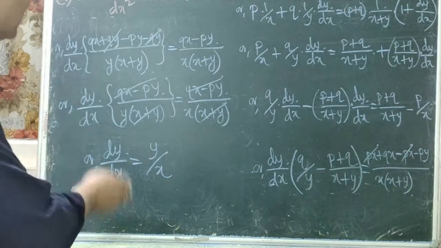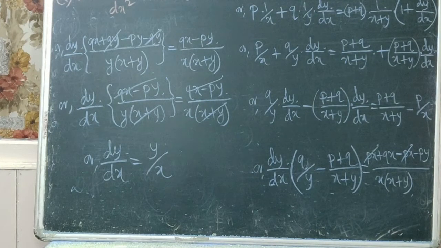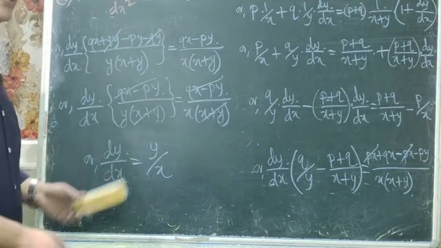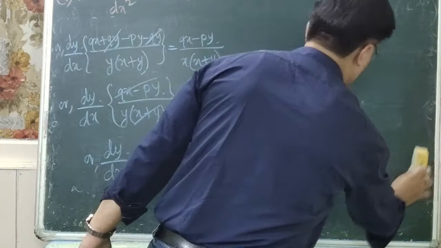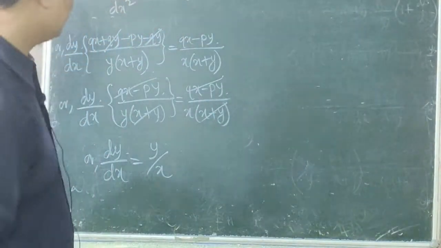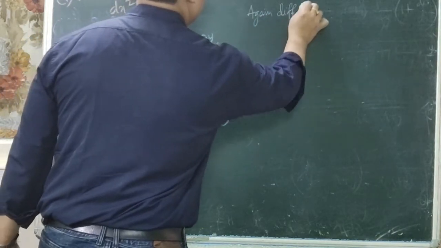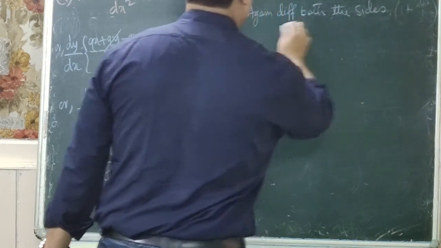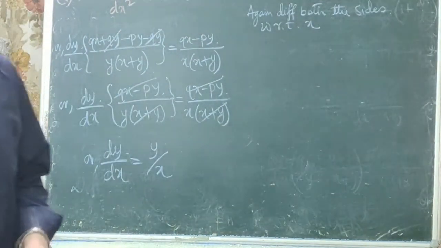Okay. Now let us differentiate it once again to get the value for d2y by dx square. That means you have to differentiate both the sides with respect to x. Now write down. Again differentiating both the sides with respect to x. Clear? Next, what will you do?